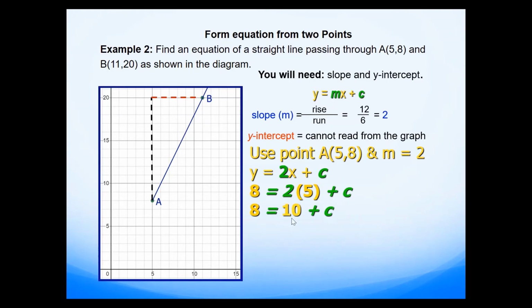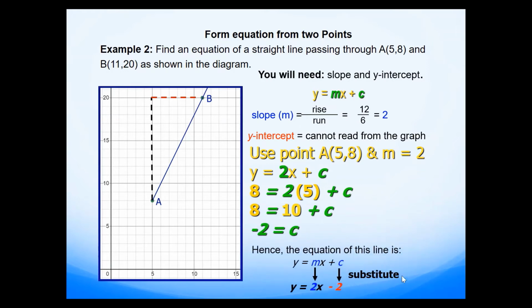So simplify, 2 times 5 is 10. 10 plus what is 8. So in other words, we'll solve for that. So 10 take away 2 will give us 8. So in other words, the value for c is negative 2, and this is our y-intercept. Finally putting those together, we'll get the final equation of y is equal to 2x, the value of the gradient, take away 2, which is the value of the y-intercept.